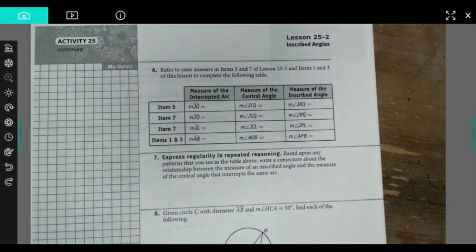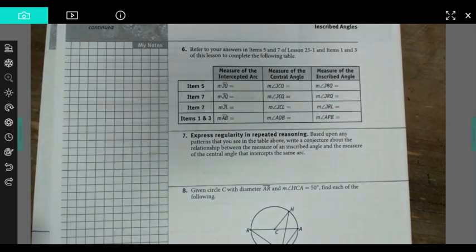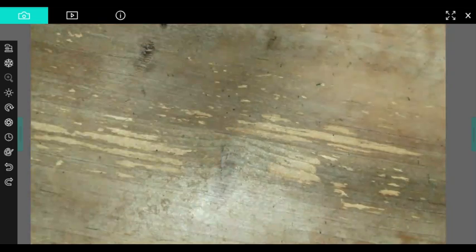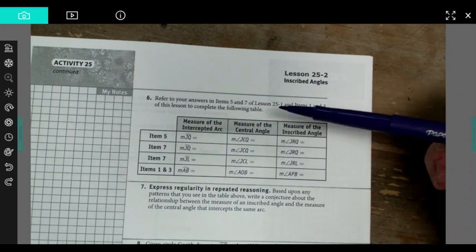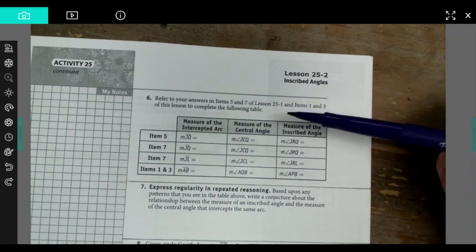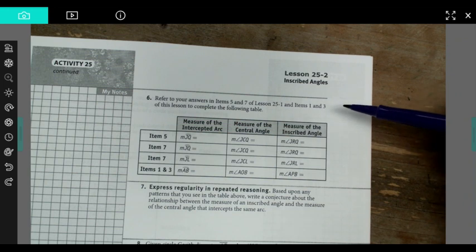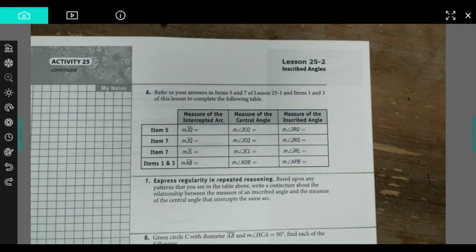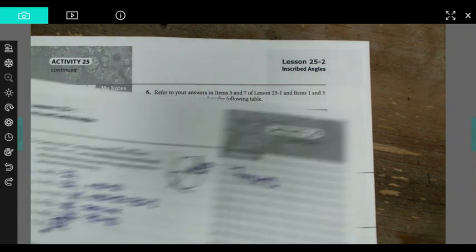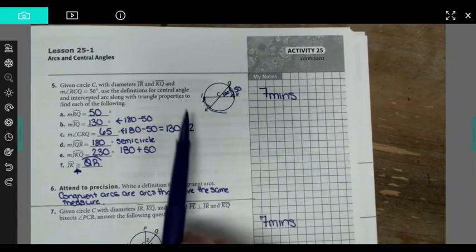All right, for this particular section, we'll cover questions 6, 7, and 8. Here in question 6, it says, refer to your answers in items 5 and 7 in lesson 25-1 and items 1 and 3 of this lesson to complete the following table. Item 5 looked like this from the previous lesson.